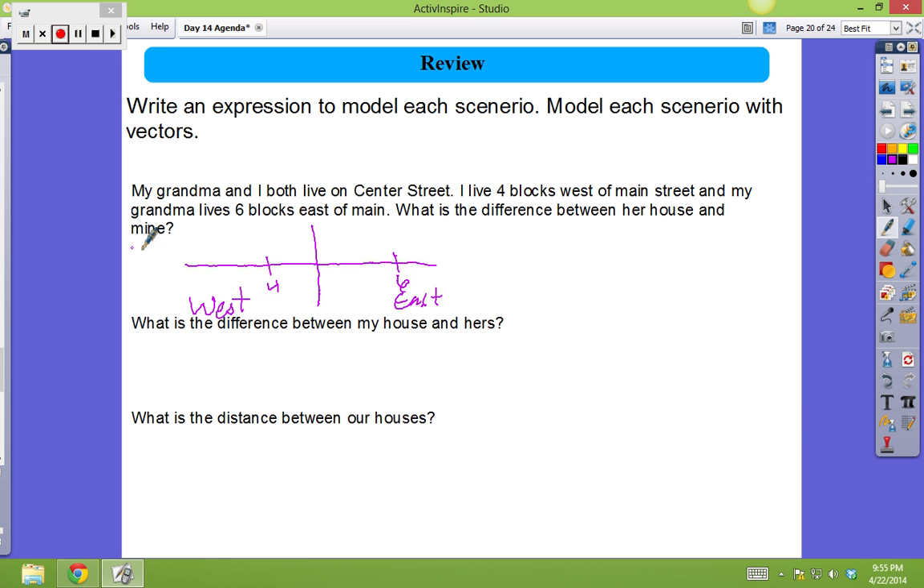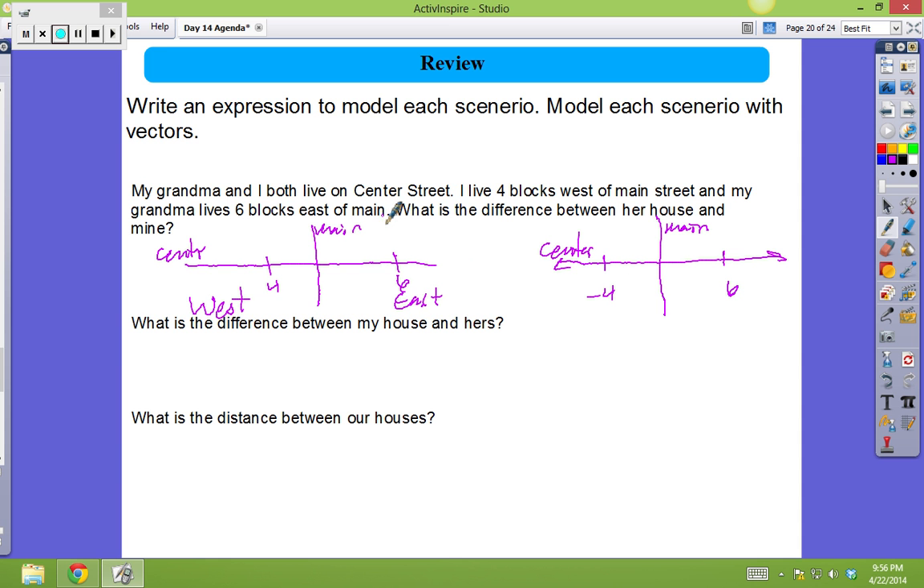There we go. So this is center. This is Main. Or if you don't like the east-west orientation, let's use positive, negative. I think we can make them both work. This is Main. This is center. Alright, my grandma's 6 blocks positive. I am 4 blocks negative.